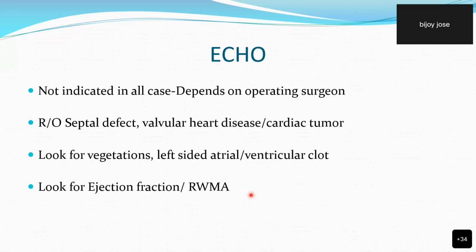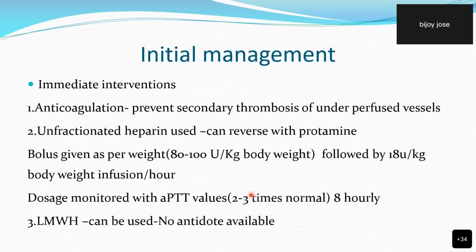Echo is not indicated in all cases, because it depends on the operating surgeon whether the surgeon wants an echo preoperatively. It usually rules out septal defect, valvular heart disease, and cardiac tumor, and looks for vegetations, left atrial and ventricular clot, ejection fraction, and any regional wall motion abnormality. So that was the investigation, how we can proceed with investigations.